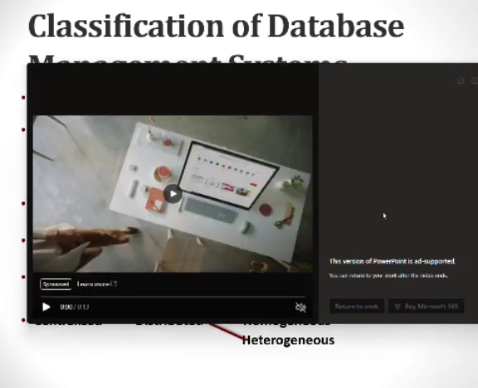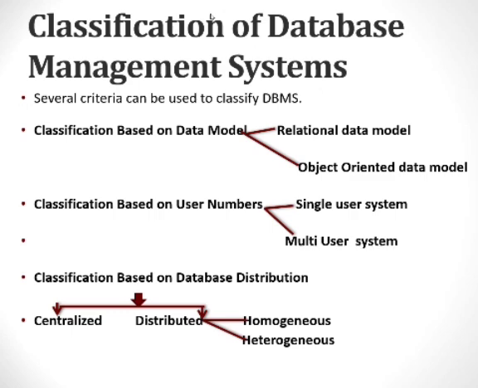Classification based on number of users. It has two types: single user system and multi user system. Single user system supports only one user at a time. Examples are MS Access. Multi user system allows multiple users to access data simultaneously. Examples are Oracle.